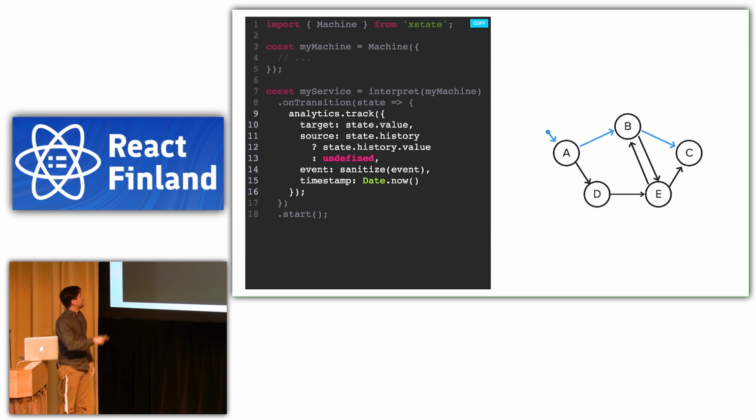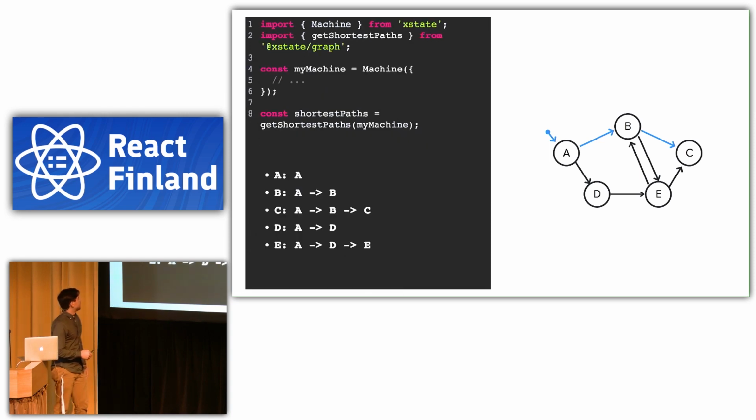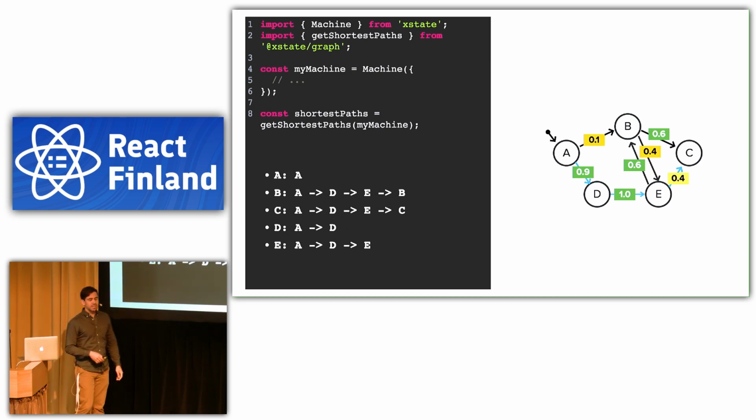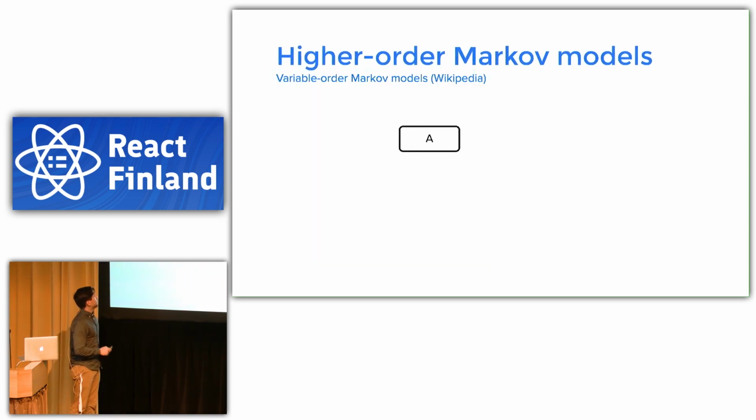This is XState again, where transition statistics. So for example, we could give it the target, the source, event, and timestamp, and we could determine, based on how many users go from one state to the other, the likelihood that they will travel from, for example, A to C. And so we could see here that the shortest path is not ABC, but instead it goes through ADEC. And so that's the intuition that we have to keep in mind, is that the path weights matter.